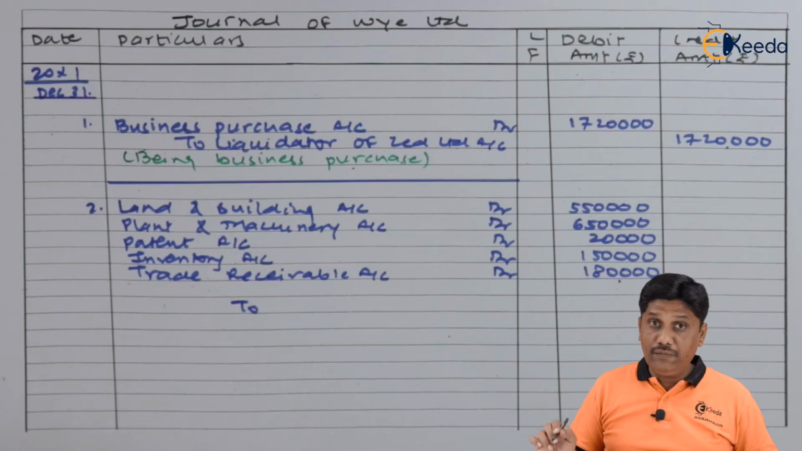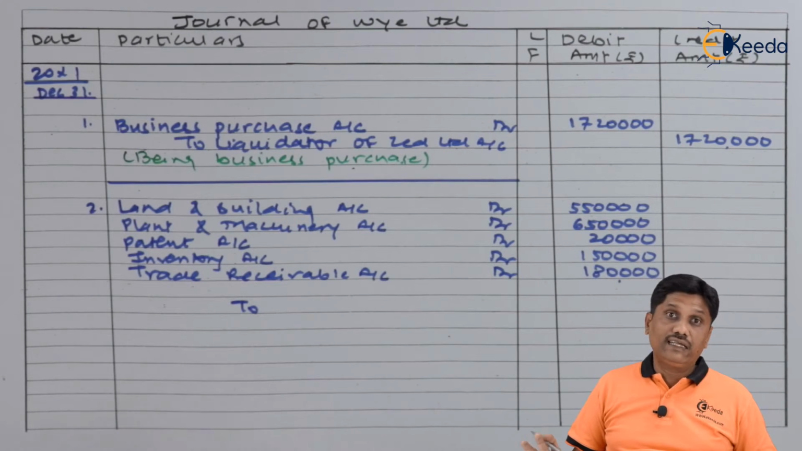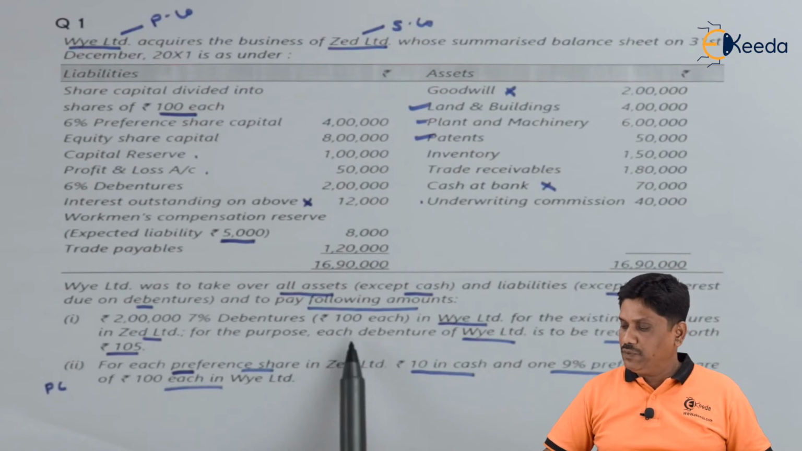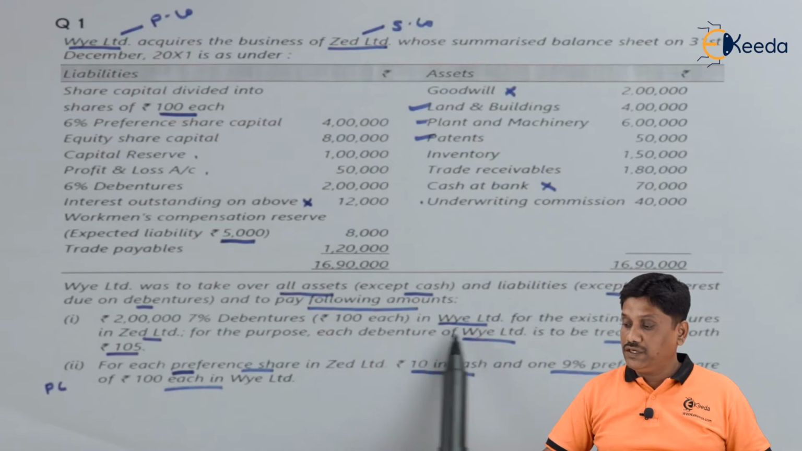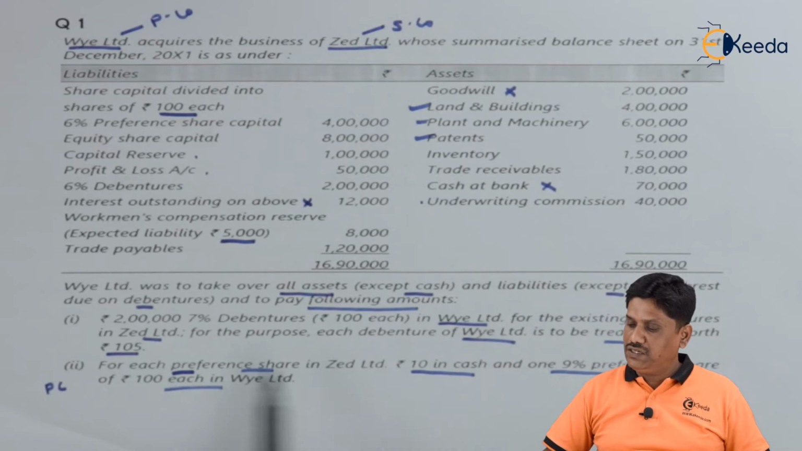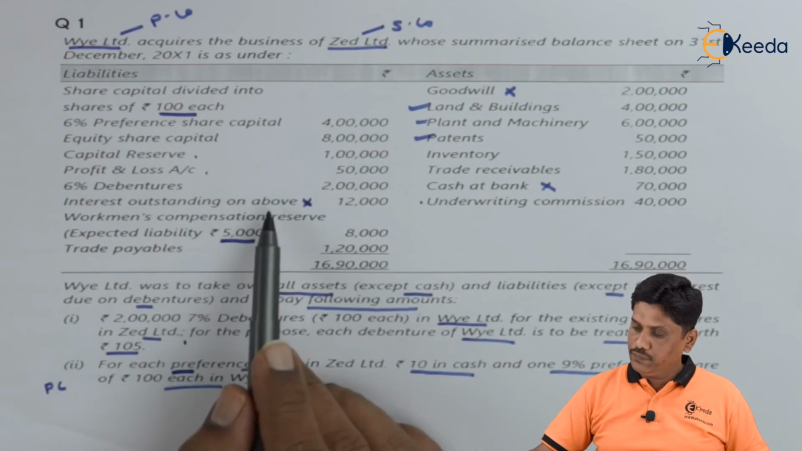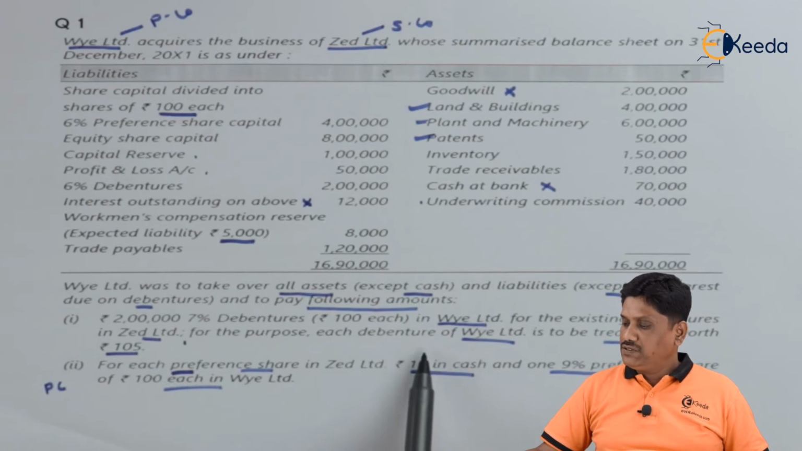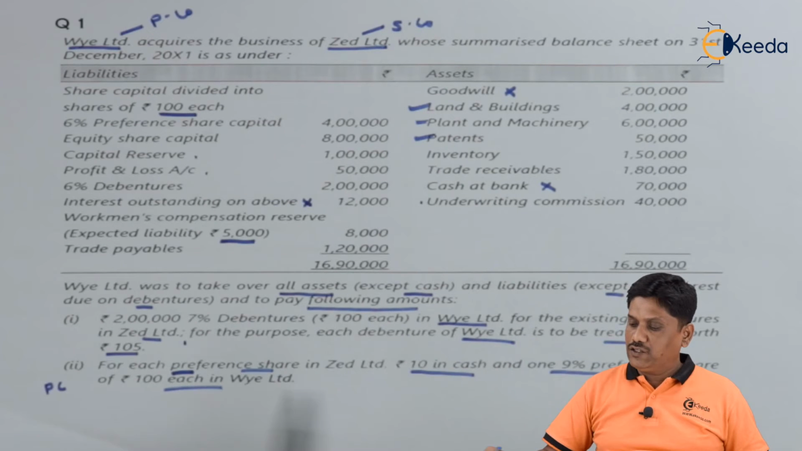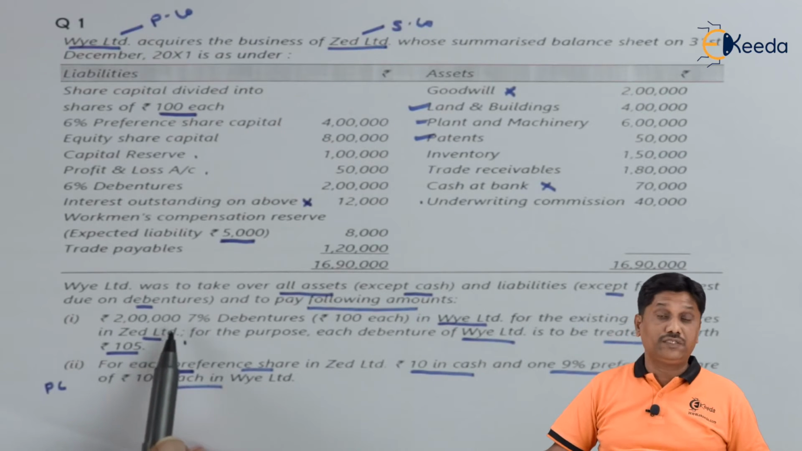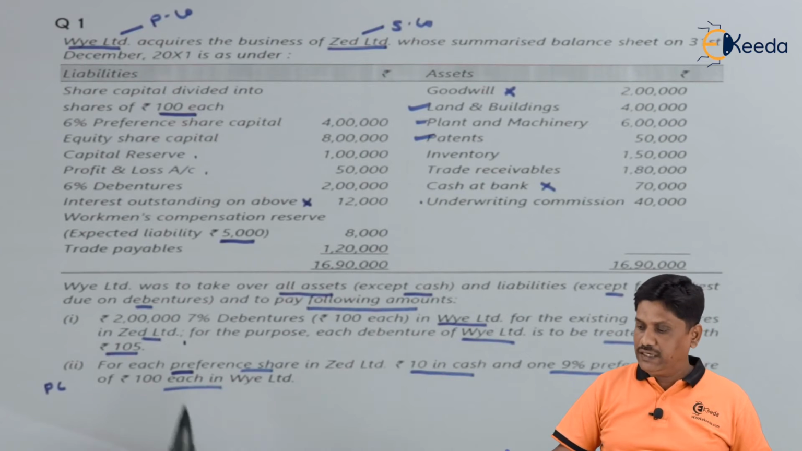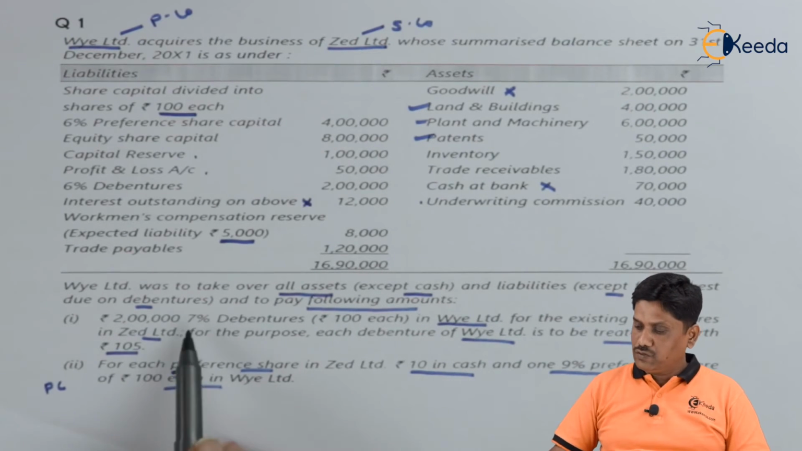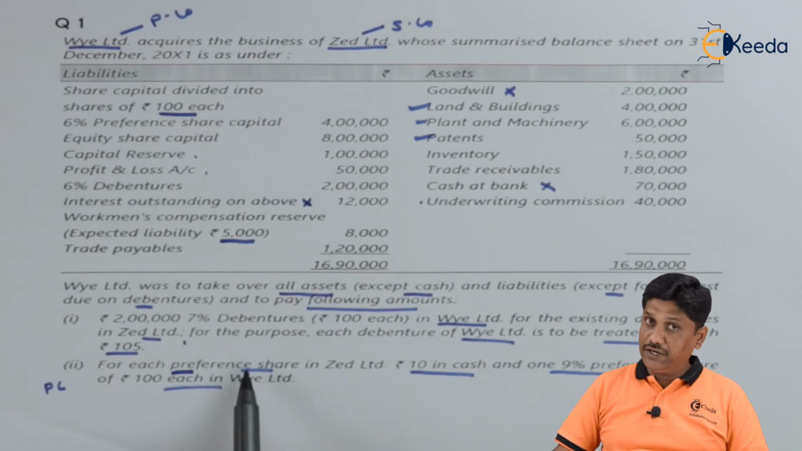While I am recording the liabilities taken over, I will take their settlement values, not their book values. Look here. They are saying rupees 2 lakh 7% debentures of rupees 100 each in Y Limited for the existing debenture holders in Z Limited. So for these we have given new debentures. For the purpose, each debenture of Y Limited is to be treated as worth rupees 105. That means 2 lakh rupees of debentures we gave at 105%, meaning the aggregate value will be 2 lakhs plus 5%, or I can say rupees 2 lakhs multiplied by 105 upon 100. So I will record that.